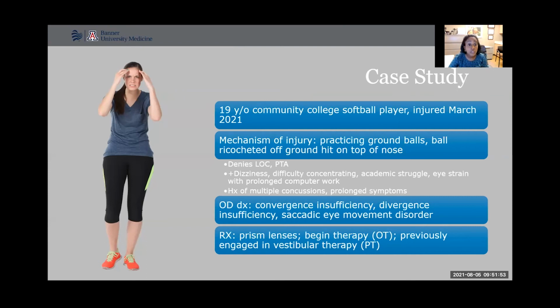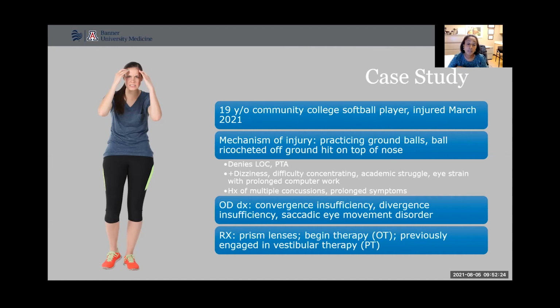At the time of her injury, she denied loss of consciousness. She did not have post-traumatic amnesia. However, she did endure significant dizziness, difficulty concentrating, mental fog, and she experienced substantial academic struggles after that injury. So much so that she sought care, and she found us about 2 weeks after her injury. One of her biggest complaints was eye strain with prolonged computer work.